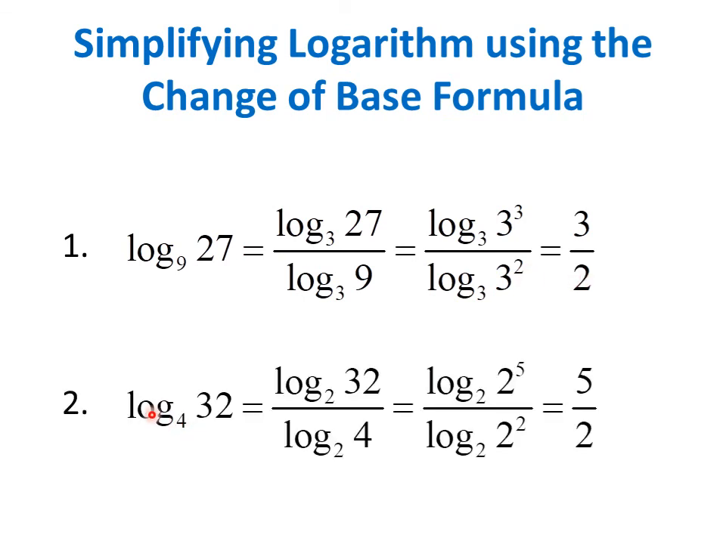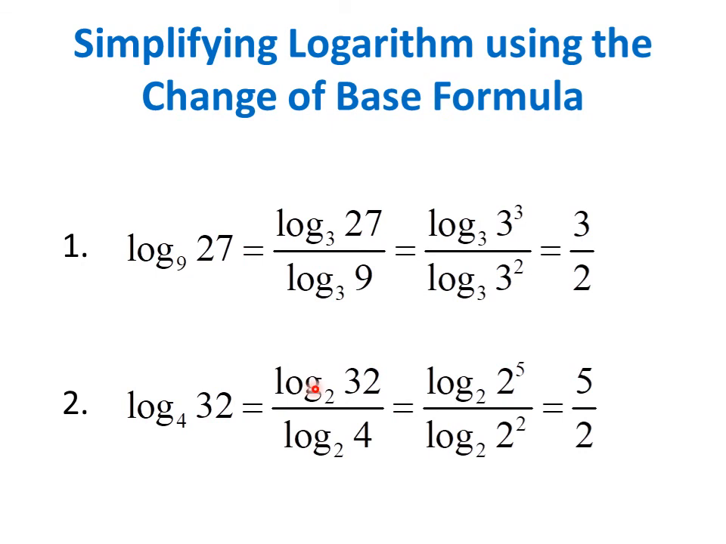Lastly, we have log to the base 4 of 32. Can we get 32 using the base 4? Let's see. 4 times 4, that is 16, times 4, that is already 64. Therefore, we cannot get 32 using the base 4. So we have to change the base 4. If we consider the original argument 32 and the original base 4, the common base is 2. So let's rewrite this into a fraction.